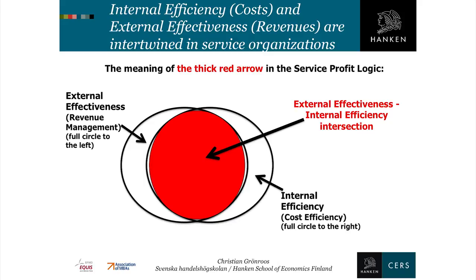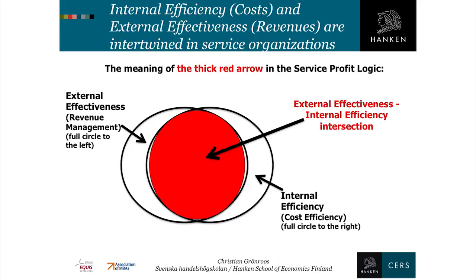So let's look at this in another way. The internal efficiency, that is, how cost efficiently we are operating, and external effectiveness, that is, how we can get revenues through the level of perceived quality that we can offer, are intertwined in service operation. And we could use an illustration like this. The black circle to the left here is external effectiveness, that is, what customers think about the service quality and whether they are prepared to pay money for it. That is revenue management. And the black circle to the right is internal efficiency, that is, how cost efficiently we are running our various functions in the business.